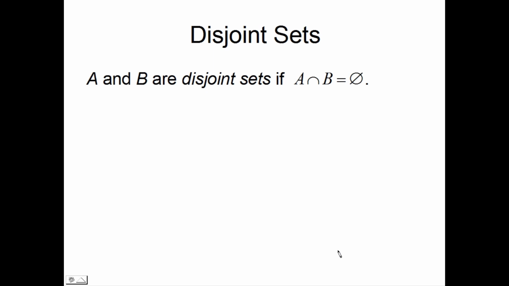We call A and B disjoint sets if their intersection is empty, if they do not overlap at all. If you're thinking streets, think of two streets that do not cross. They run parallel and they never cross each other. The intersection of those would be empty because those never cross. There's nothing in the intersection.